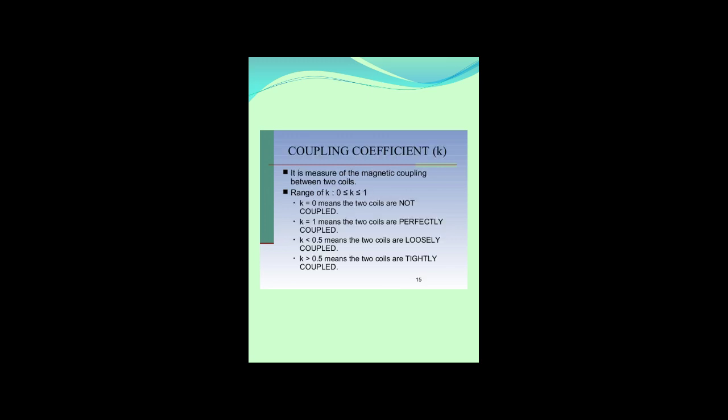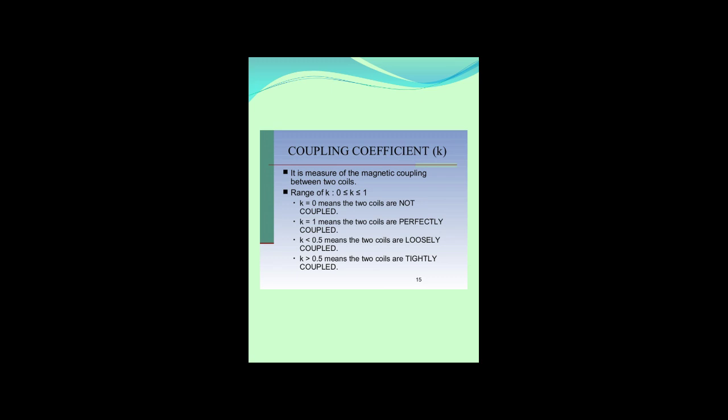Since the two circuits and two currents are the same, M21 is equal to M12, which is equal to M. Mutual inductance M is measured in Henry. Now coupling coefficient. The coupling coefficient is the measure of the magnetic coupling between two coils.